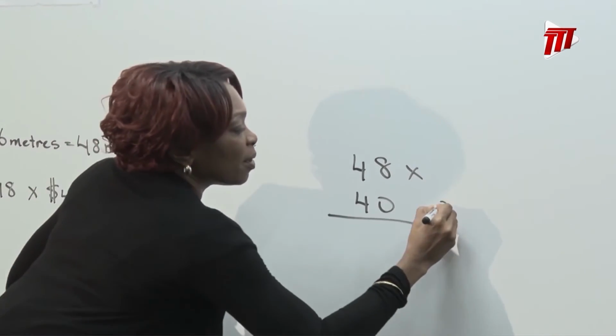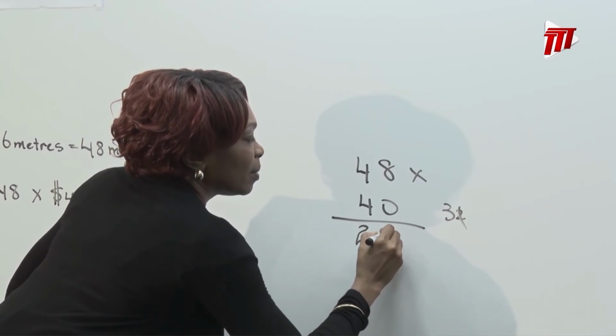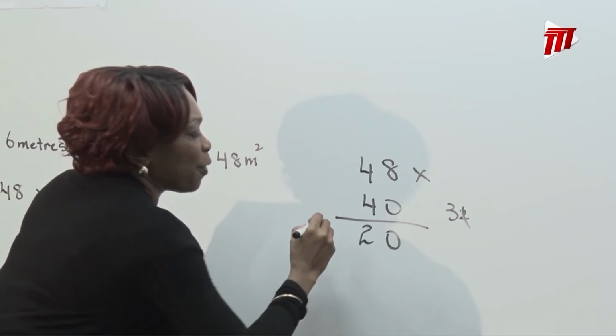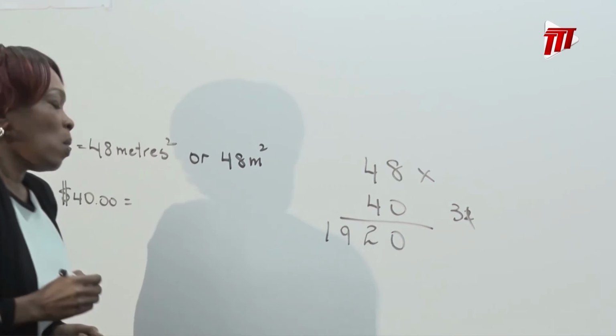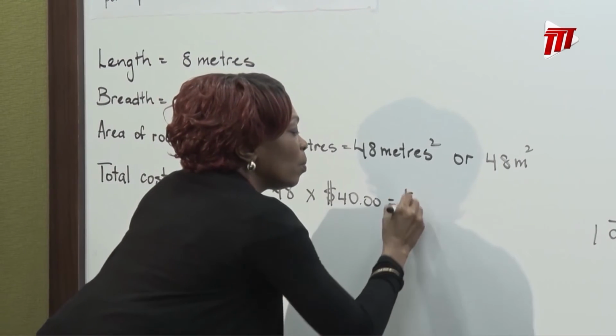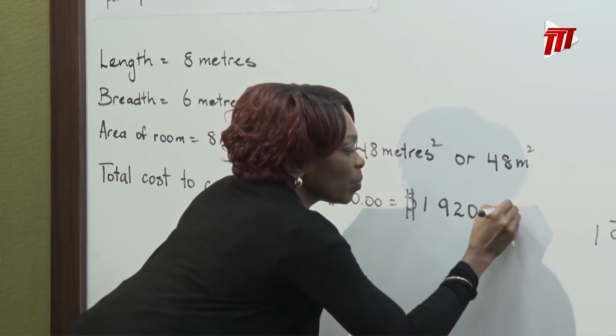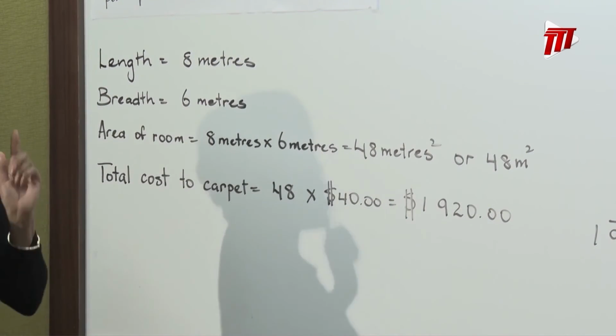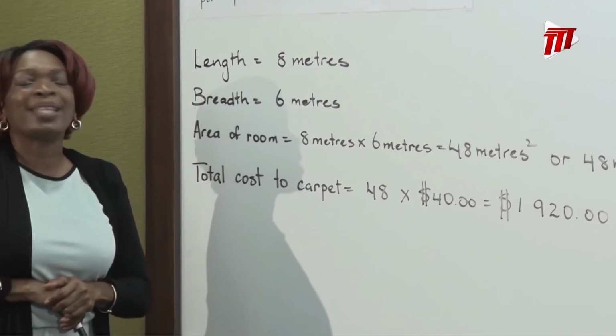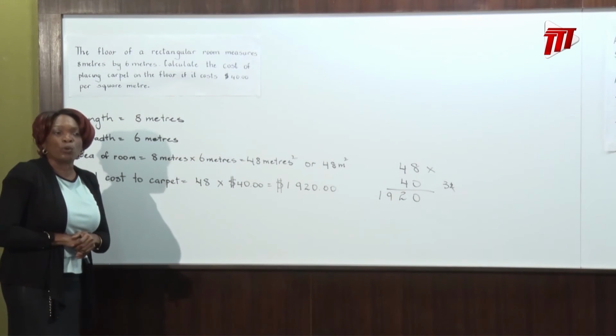Eight fours are 32. Work with me now, quickly. 4 fours are 16, 16 and 3, 19. So, what are we getting here? It costs us, or it will cost $1,920 to carpet the room.